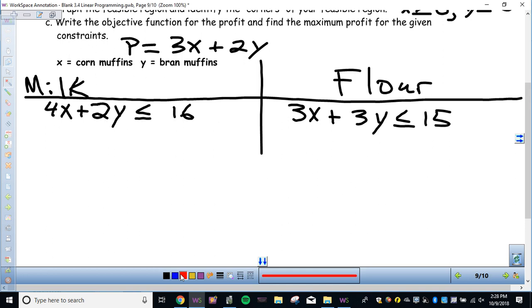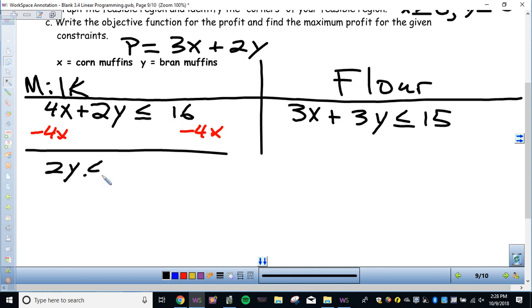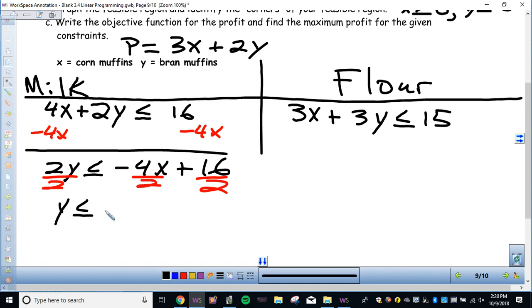What's the first step on this equation on the left, Ashton? Subtract 4x from both sides, and you get 2y less than or equal to -4x plus 16. What's the next step, Sophie? Divide by 2, all three parts. And we get y is less than or equal to negative 2x plus 8.